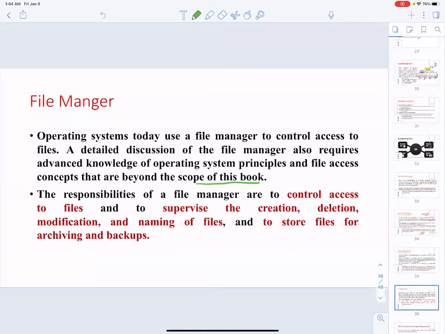In general, I just want you to know that the responsibilities of a file manager include controlling access to files. We need file managers to control access to files, to supervise the creation and deletion of files, to supervise the modification of the files, as well as the naming of the files, and also to store the files for archiving and backups.